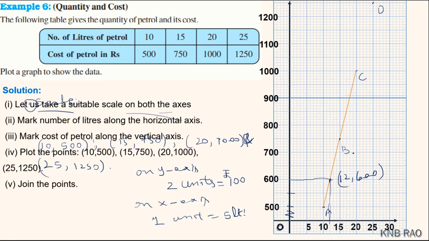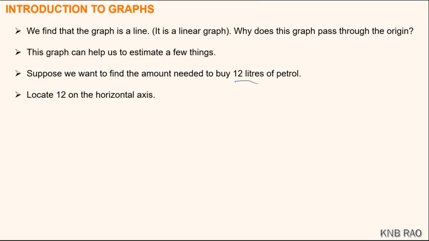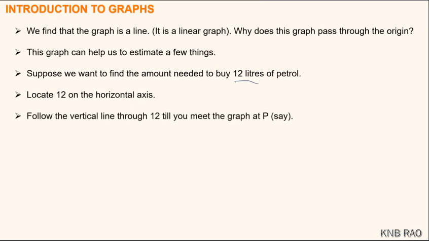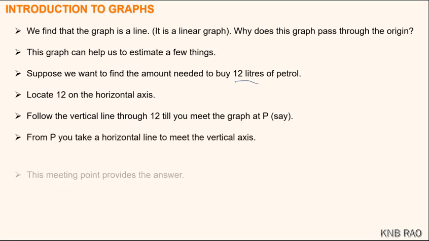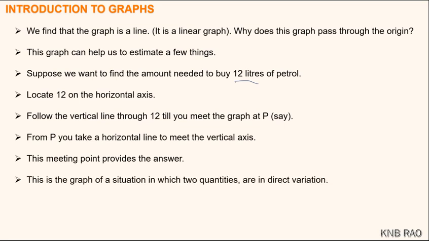So this linear graph helps me to definitely say the amount for the appropriate number of liters of petrol that we wanted to buy. Now here, locate 12 on the horizontal axis. I did that. Follow the vertical line through 12 till you meet the graph at P. From P you take a horizontal line to meet the vertical axis. This meeting point provides the answer, that is P (12, 600).